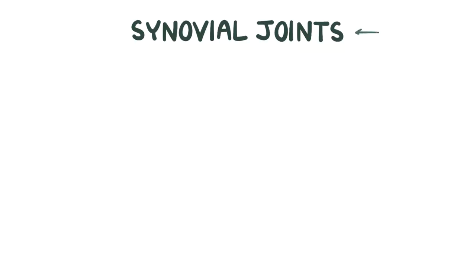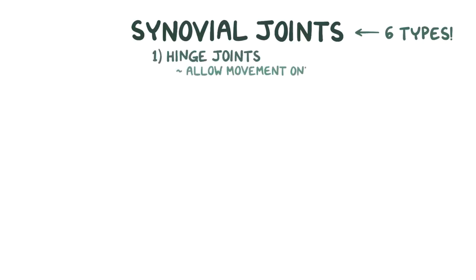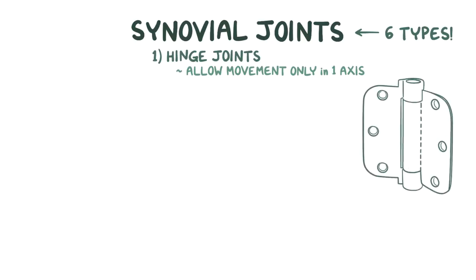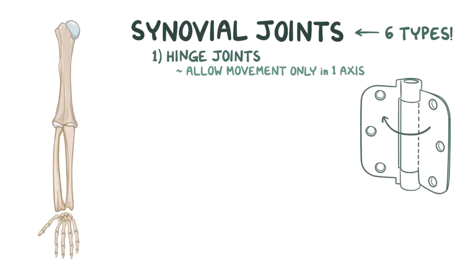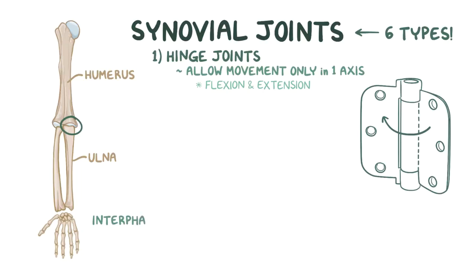Synovial joints are grouped into 6 types based on their structure and how they move. Let's start with the hinge joints, which allow movement only in one axis, like a door hinge. There's a hinge joint between the humerus and the ulna, and it allows flexion and extension of your forearm at the elbow. Other hinge joints include the interphalangeal joints in the fingers and toes.